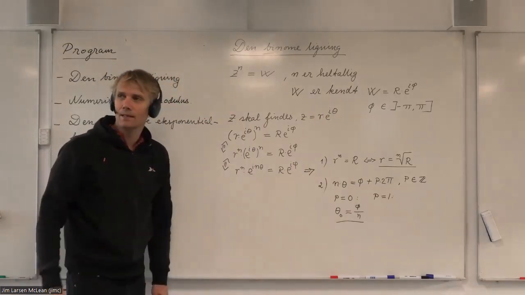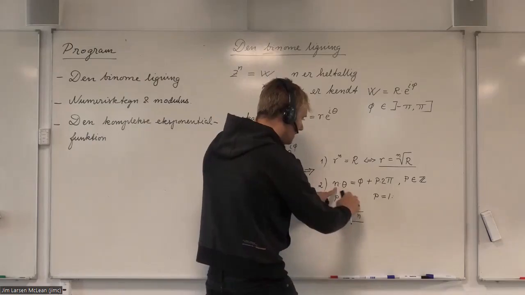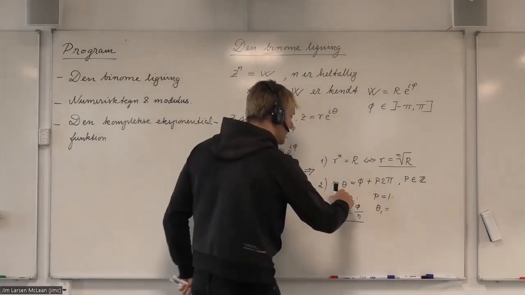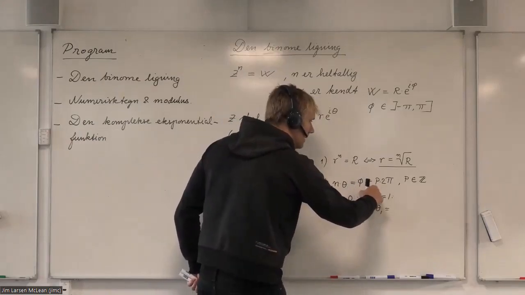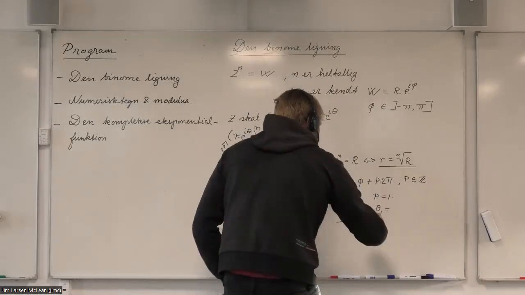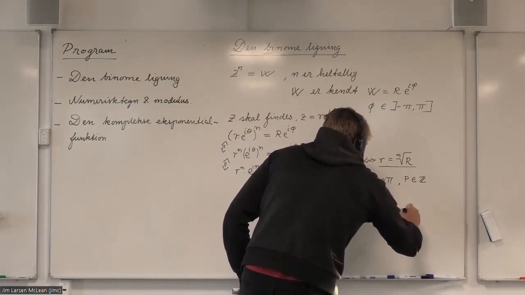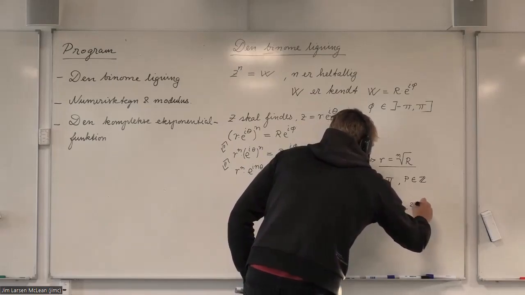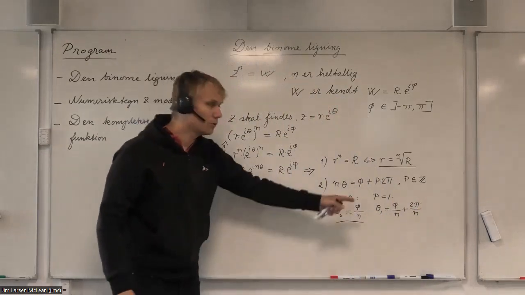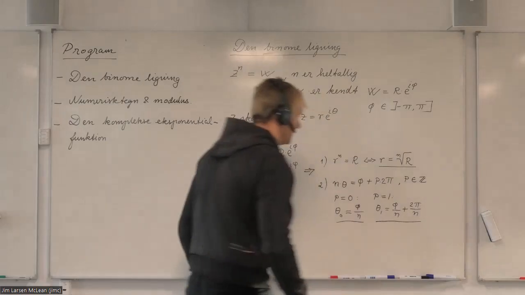If I set p equal to 1, what do we get? Then we have n raised to the power of 1. n times theta 1 equals phi plus 1 times 2 pi, because p is now 1. And that means when you divide the equation by n, it says theta 1 equals phi over n plus 1 times 2 pi over n. So there's also an angle there that works, which is theta 1. So we can underline that one as well.